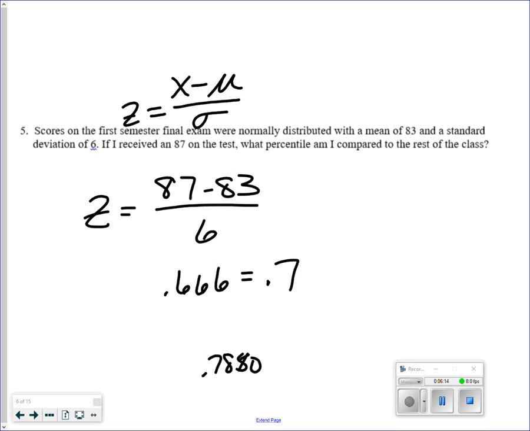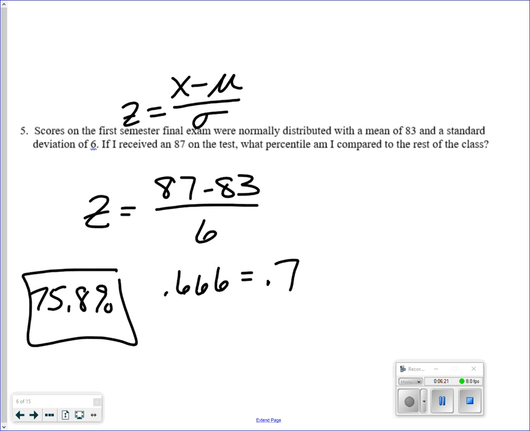So that would be a 75.8%. And again, I didn't write that out very well there. So a z-score of 0.7 on the chart would be 0.7580, which then means that 75.8% of the population is below.